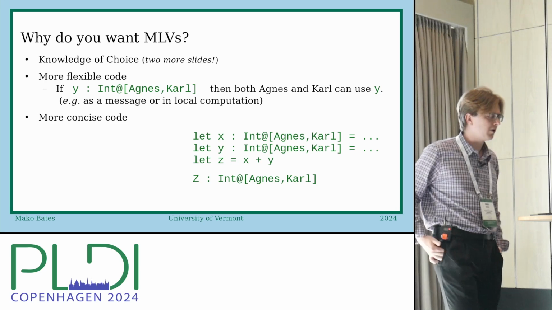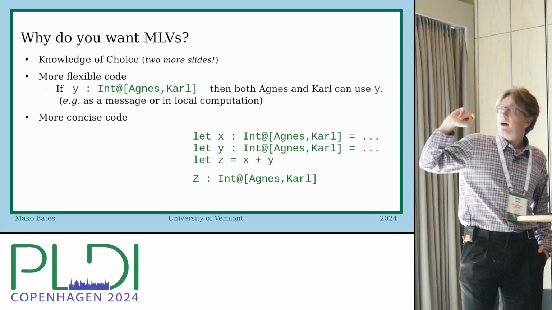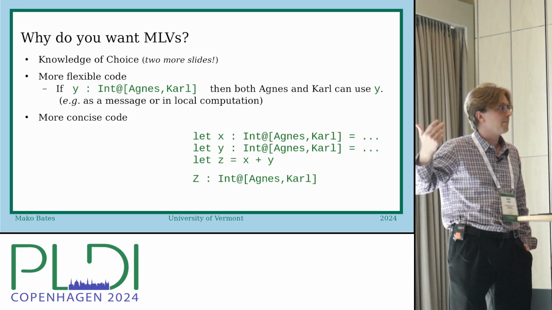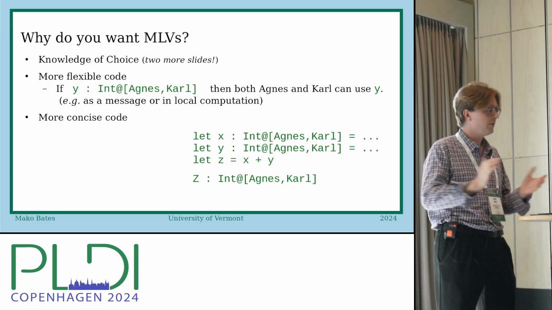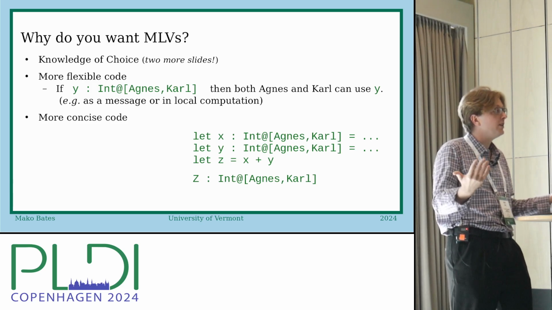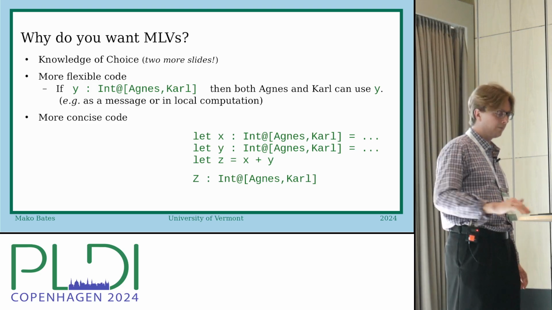They also make your code a bit more concise. So on the second to last line of this example here, we have addition of x and y. It doesn't say who does that. x and y are both known to both Agnes and Carl, so Agnes and Carl will both do the addition, and we end up with z is an integer known to Agnes and Carl.